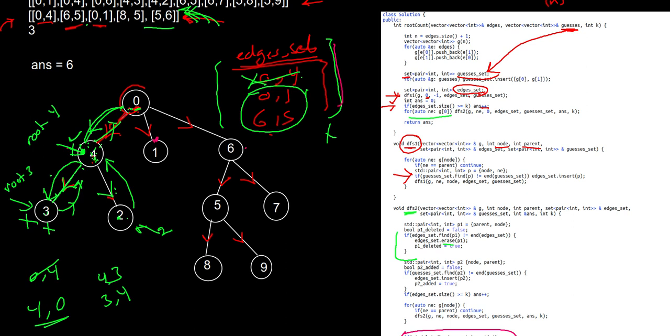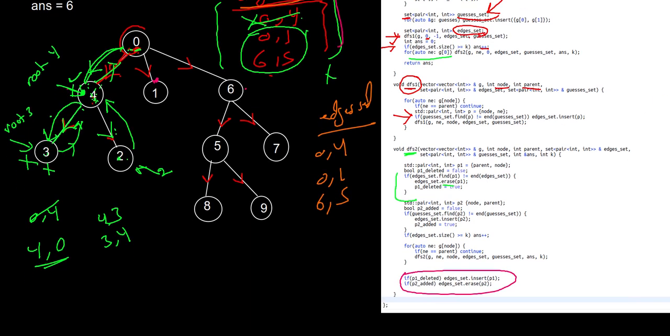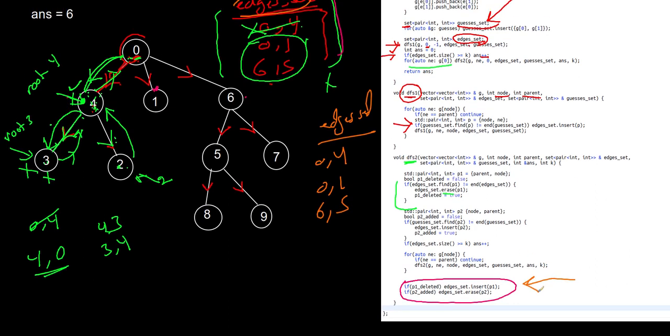Because we are done with 4, we return the edges set to our initial state. So the edges set returns to 0 4, 0 1, 6 5. This is what we are doing here. So we're done with 4, and we sit here. We will visit all the neighbors of the root, and we go to this branch, 0 to 1.